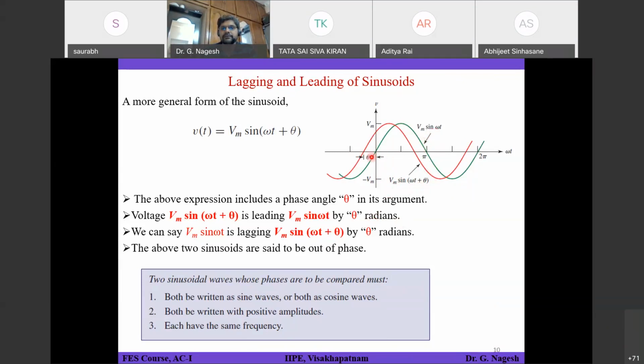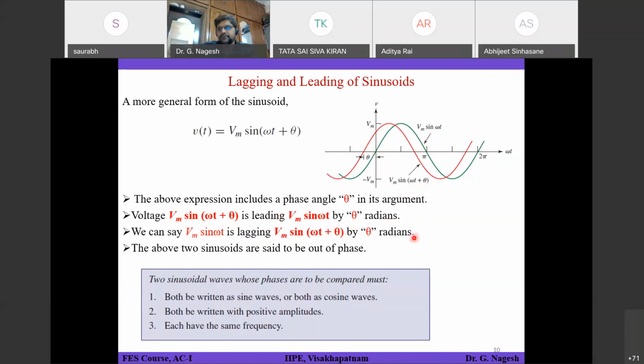One will be leading, another one will be lagging. So what we can say? We can say that Vm sin of omega t plus theta is leading Vm sin of omega t by theta radians. Correct. We can also say that Vm sin of omega t is lagging Vm sin of omega t plus theta by theta radians. Both are correct. Okay. So what does lagging and leading mean?